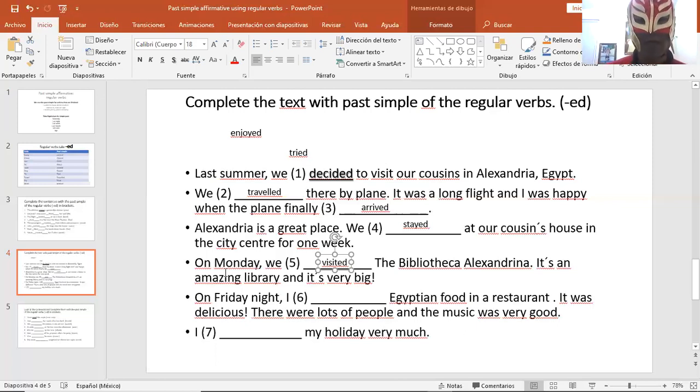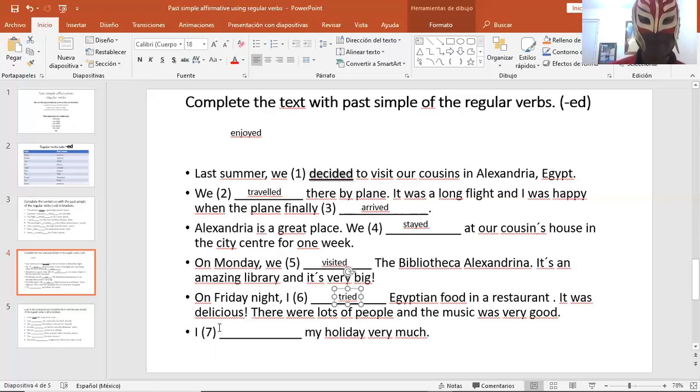Okay, the next one. On Friday night, I tried Egyptian food in a restaurant. It was delicious. There were lots of people. Había muchas personas. There were lots of people and the music was very good.